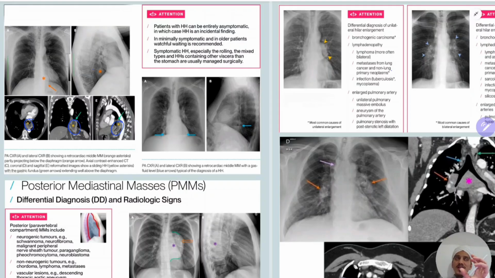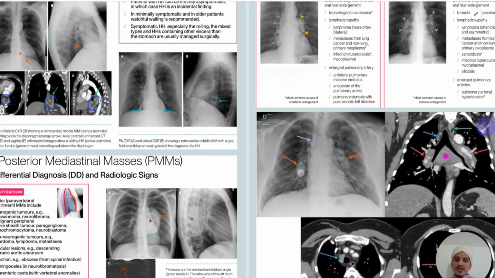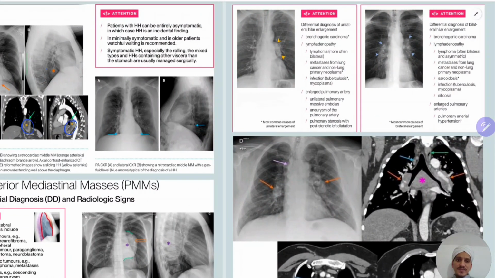And the cardiac border will be seen separate to the mass in the PA chest X-ray. And we have seen the X-rays of hiatus hernia, which is a common cause of posterior mediastinal mass. And also we have seen a neurogenic tumor, paraganglioma mass, in this video. And unilateral hilar enlargement you have seen, and the most common cause of unilateral hilar enlargement is lymphadenopathy. In lymphadenopathy, most commonly pulmonary carcinoma, tuberculosis, and malignancy. These are the most common causes.